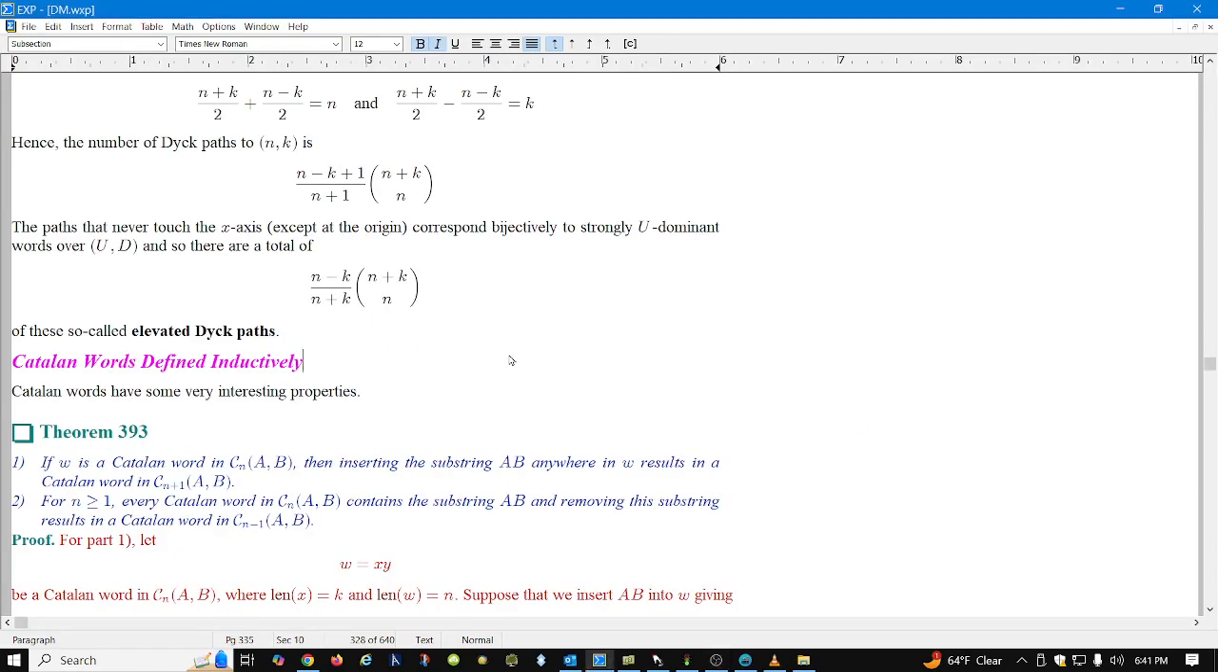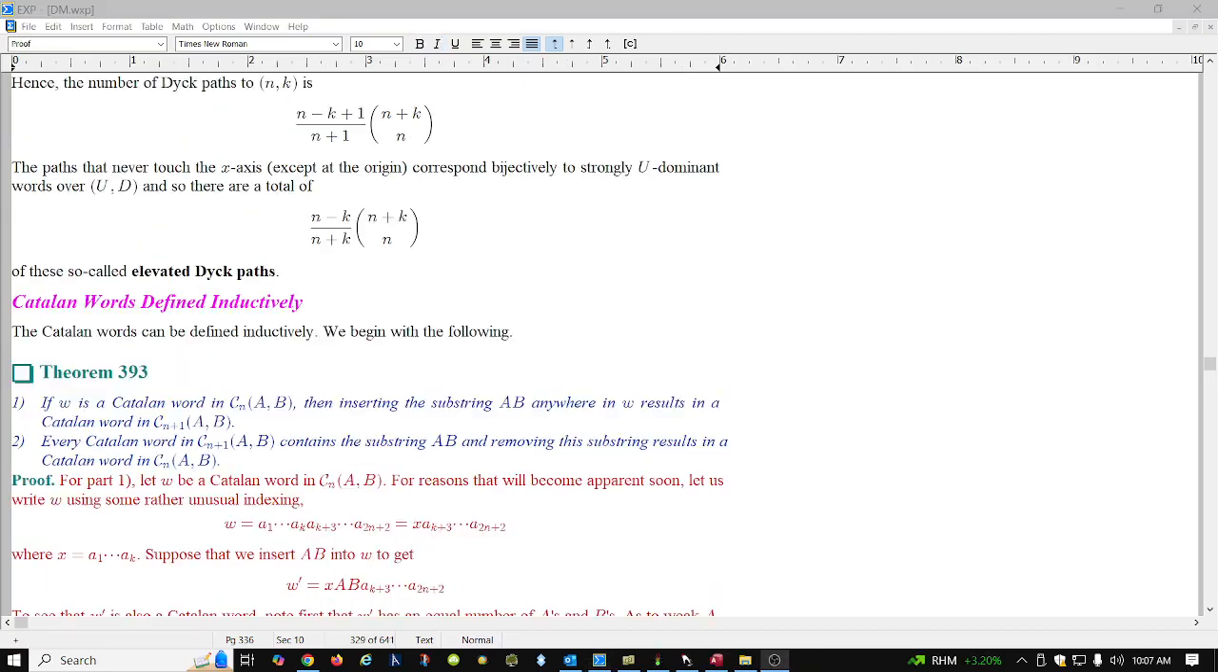In the last video, we began our discussion of Catalan words and Catalan numbers, so let's continue that discussion now.